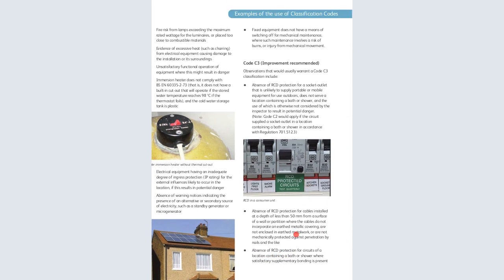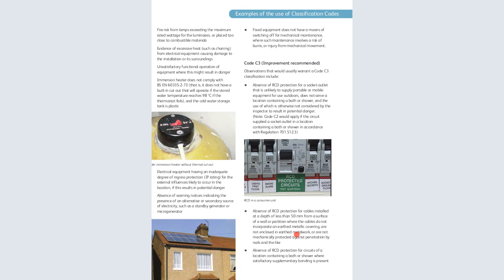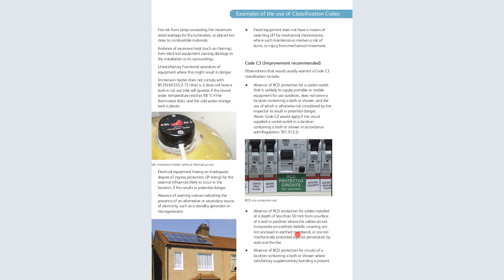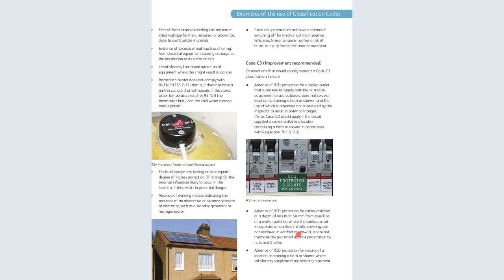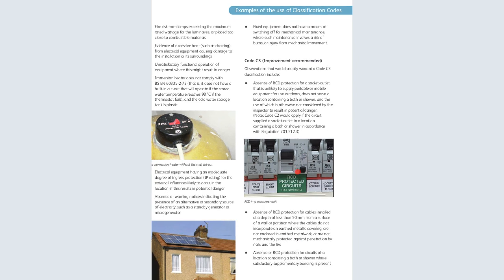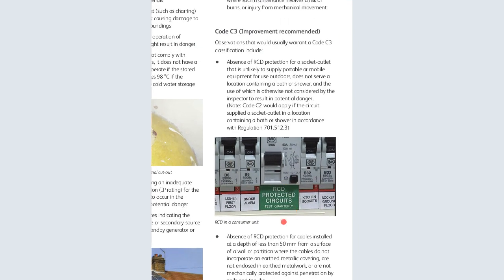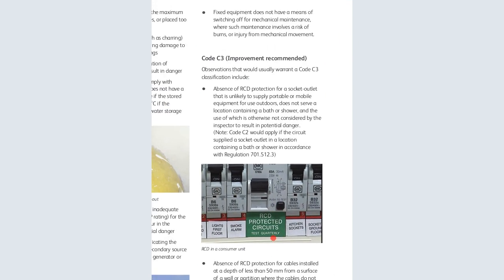Fixed equipment does not have a means of switching off for mechanical maintenance, where such maintenance involves a risk of burns or injury from mechanical movement. Now, code 3, examples of code 3 improvement recommendation.